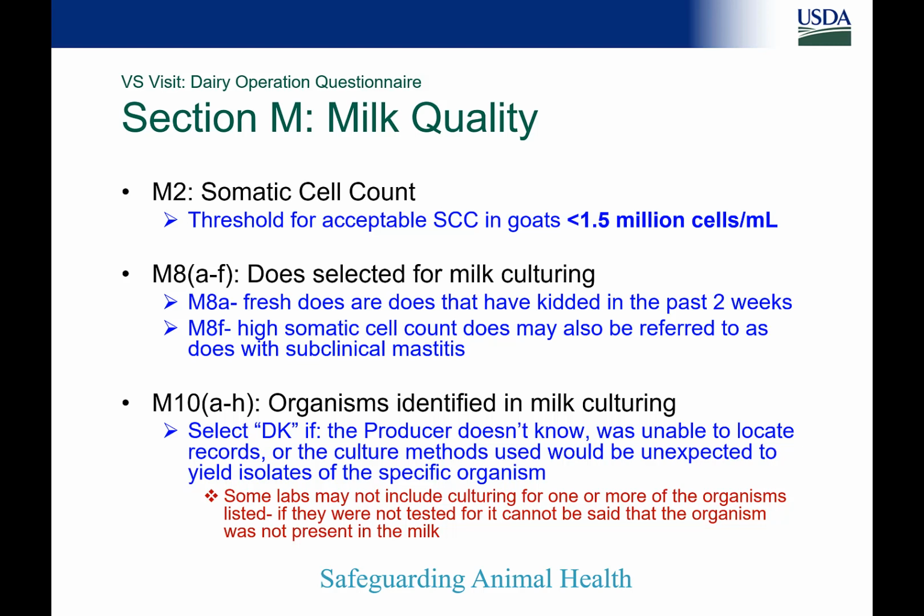M8 is the next tricky one that we'll move to. So during the previous 12 months, what type of does were typically selected for milk culturing? So we have fresh does, and those are does that have kidded in the past 2 weeks. And then something that might end up in M8F would be M8E, high somatic cell count does. Those could also be does referred to as having subclinical mastitis. So something to keep in mind as you work with the producers.